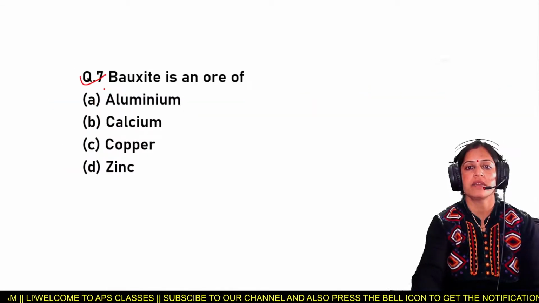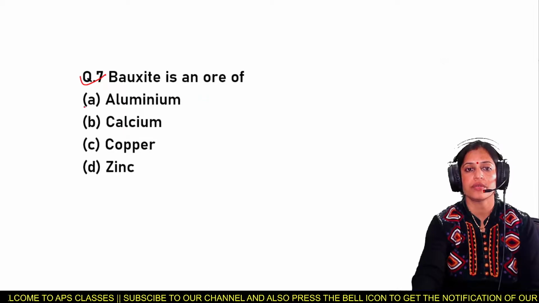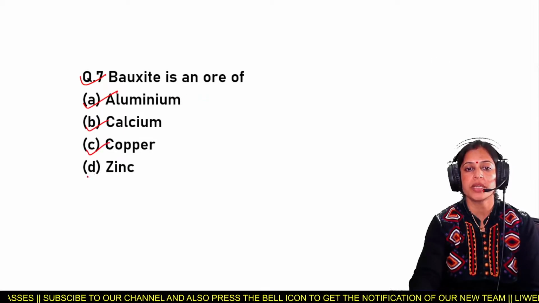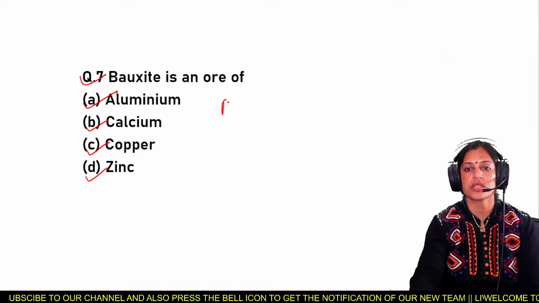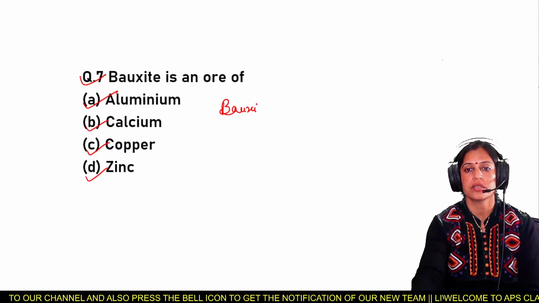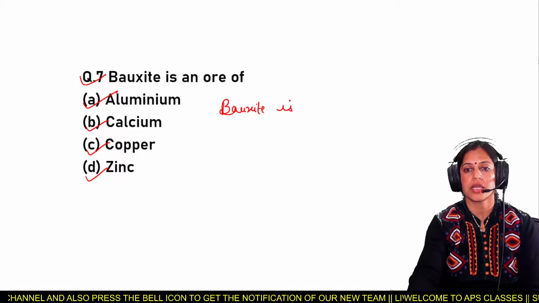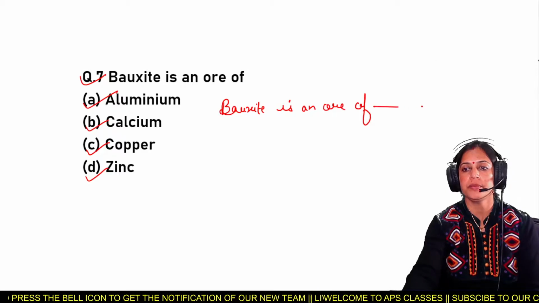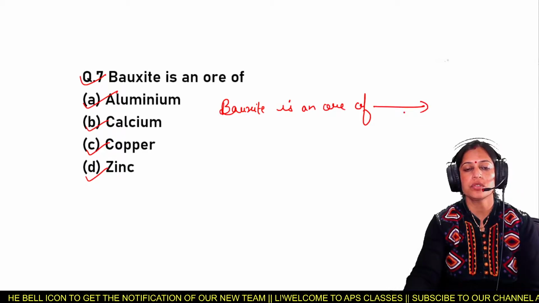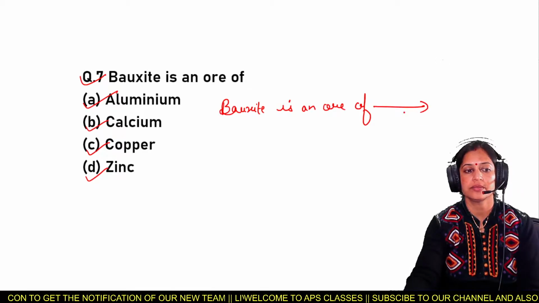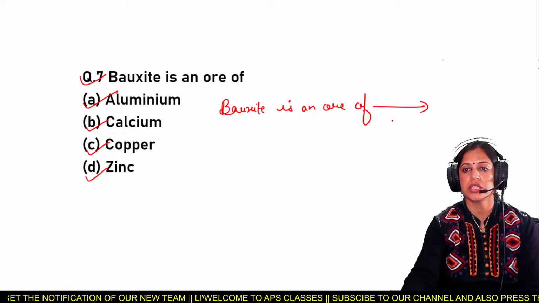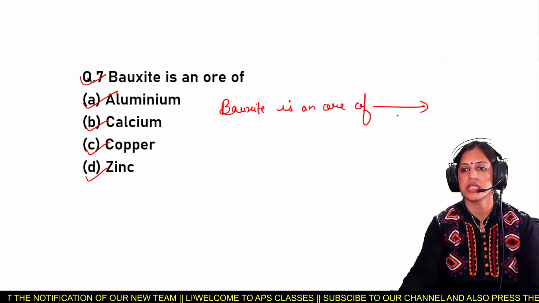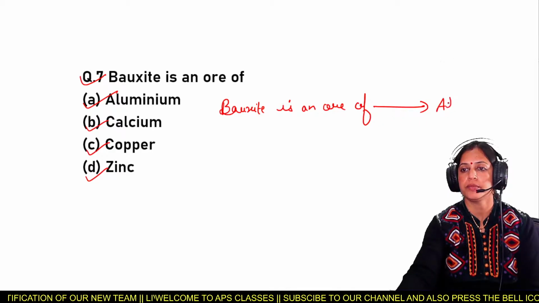Next is your question number 7. Bauxite is an ore of. Options are A aluminium, B calcium, C copper, and D zinc. Bauxite is an ore of either aluminium, calcium, copper, or zinc. So bauxite is an ore of aluminium.